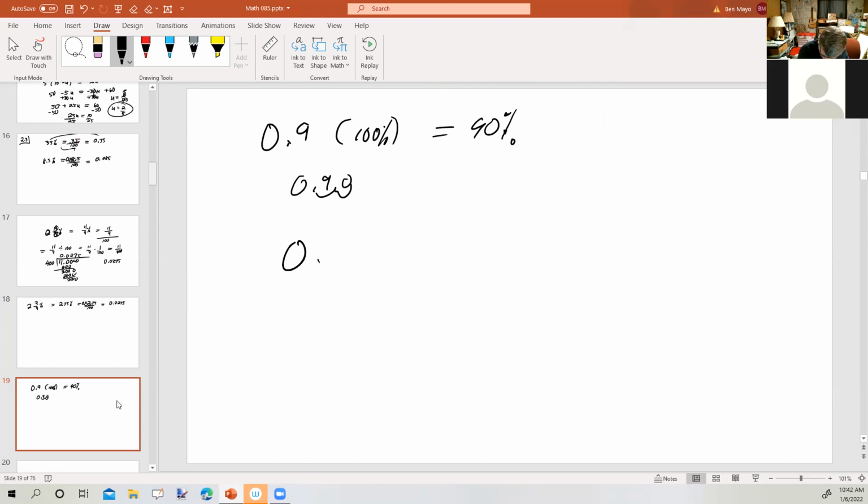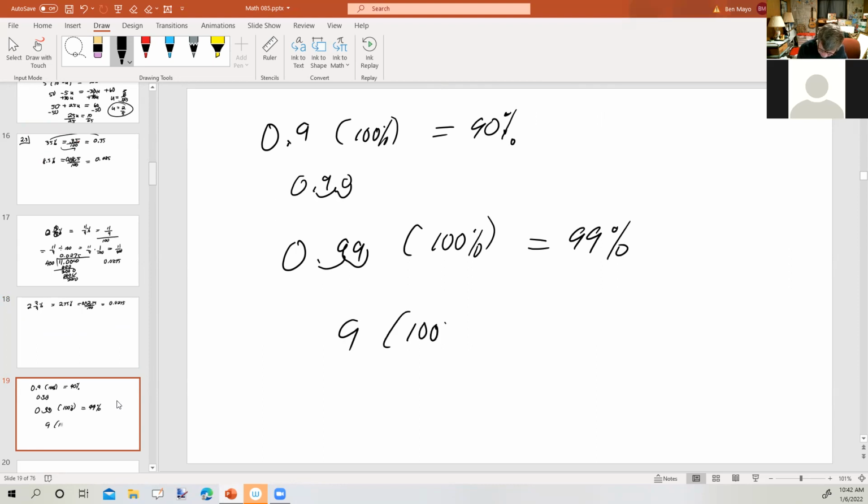Or how about 0.99? Changing that to a percent, we'd multiply by 100%, which would move the decimal point over 2 places and still have a percent sign. 9 changed into a percent would be 900%. Any questions about that before we go on?